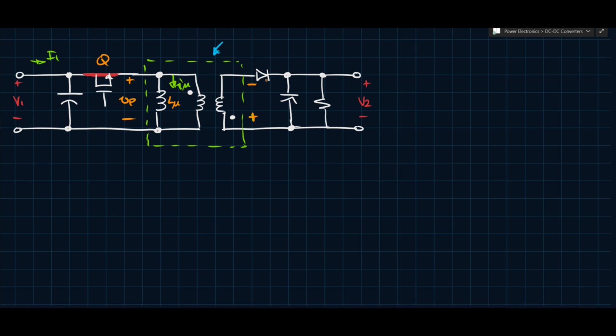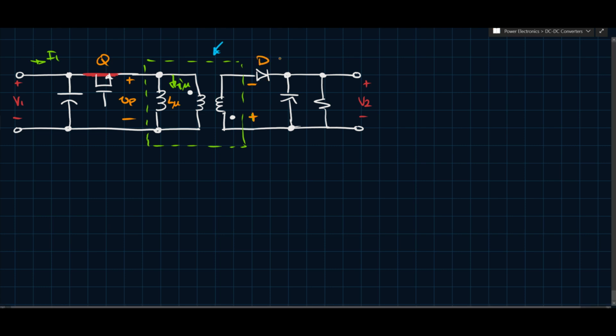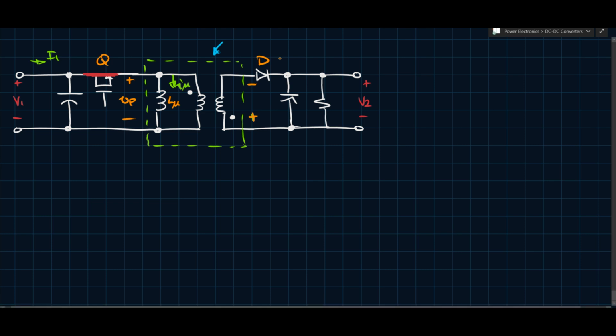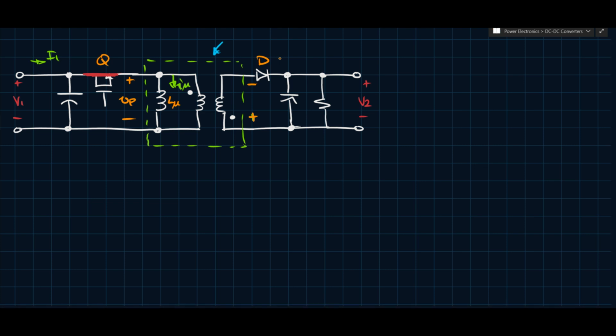So what that means is when Q is on, the diode, we can call it D, is going to be off. Okay, and energy flows into L mu. So that means the windings of the transformer start to store energy, and this is why I was saying earlier that these type of transformers need to be able to store energy. So the winding of the transformer stores energy while Q is on.